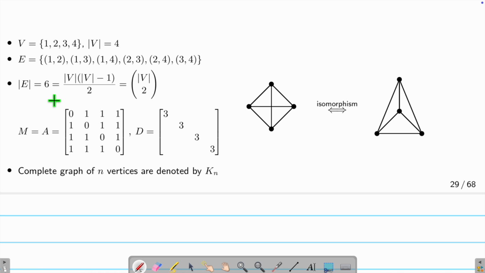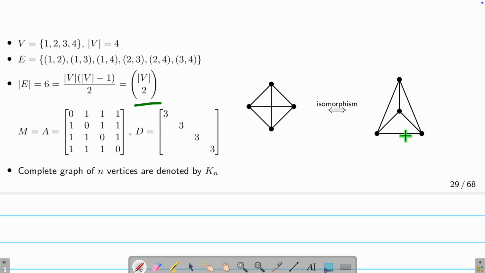Okay? How many edges? Now we see combinatorics. It will be size of V choose 2. What does it mean? It means I have 4 nodes, I randomly pick 2. How many ways can I pick? 4 choose 2. So this is the number of edges. Now you see why graph theory is after combinatorics. And this is the complete graph.